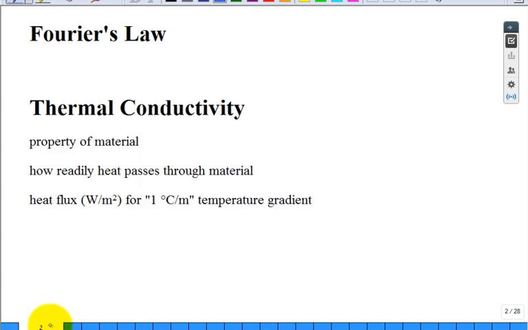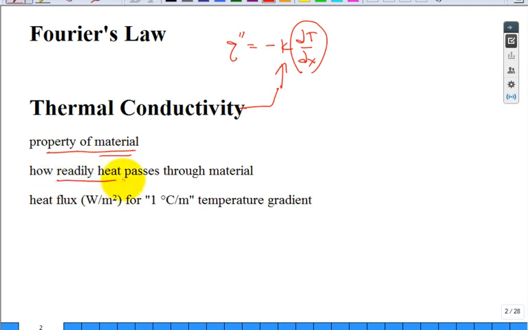All right, Fourier's law. Can you write it by memory? Sure. q double prime equals minus k dT dx. That's a gradient. And what is k? Thermal conductivity. It's such an important property that we want to make sure that we cover it. It is simply a material property. You change the material, and you need to look up that property for that new material. It measures how readily heat passes through it.